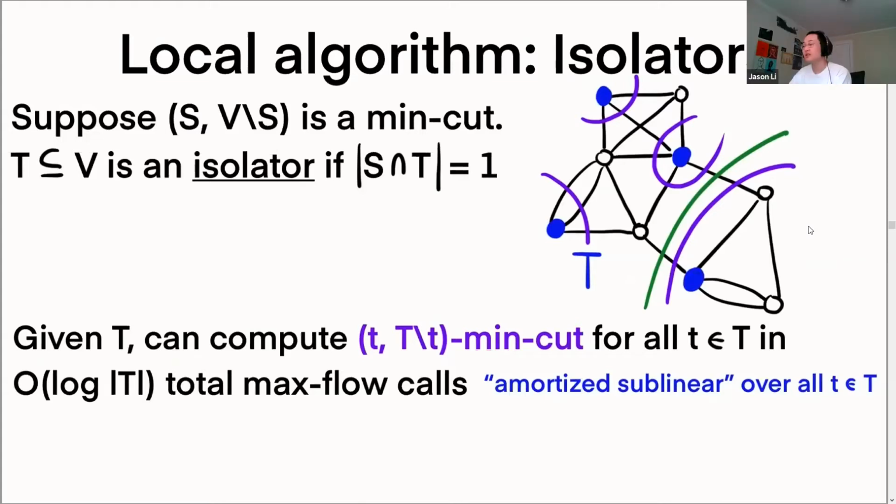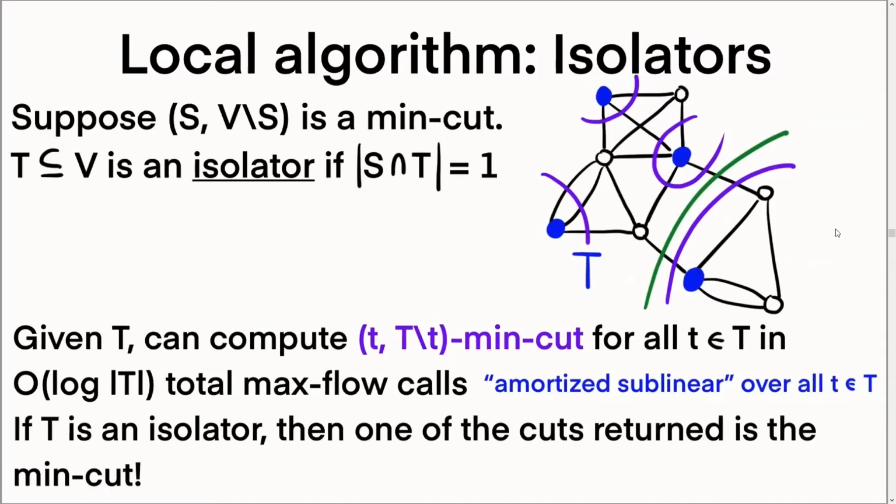Wait, can you say it again? Well, in your example, you could take everybody that's not in S, add it to T, and add one vertex from S, right? Right. Yeah, so that would work. But the problem is we don't know S, so we have to find an isolator despite not knowing S. So that could be some huge number of vertices, right? Right. But that's okay.